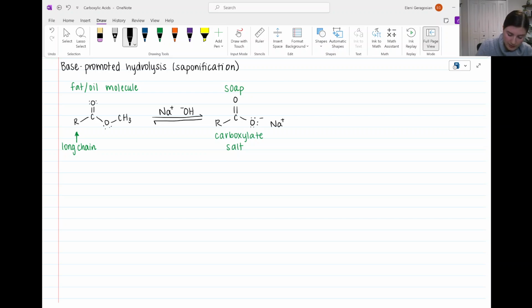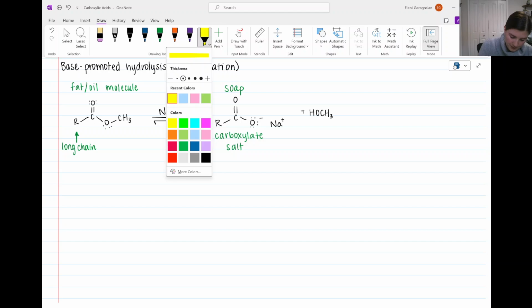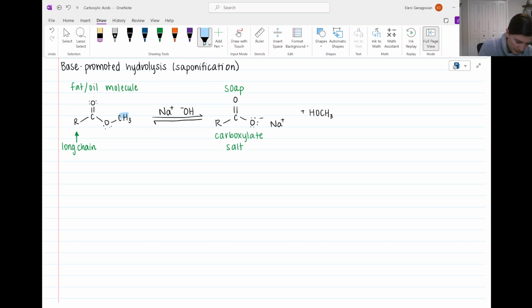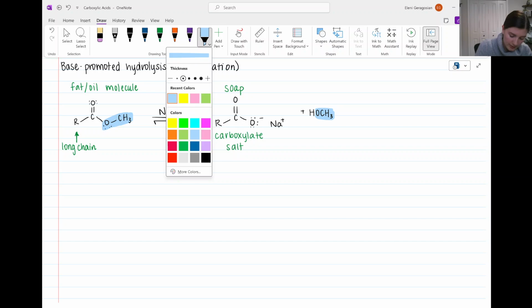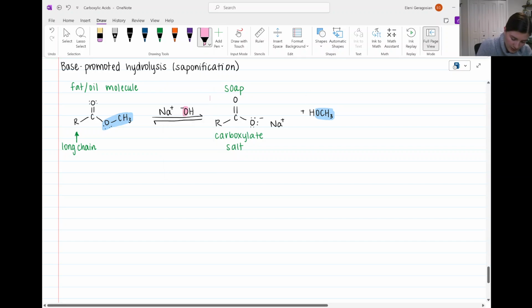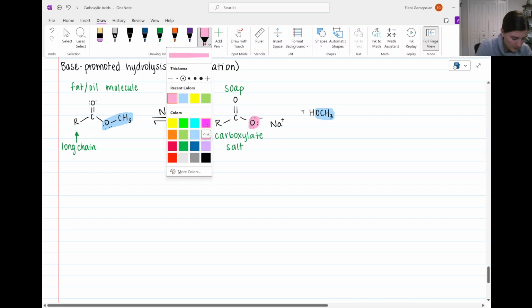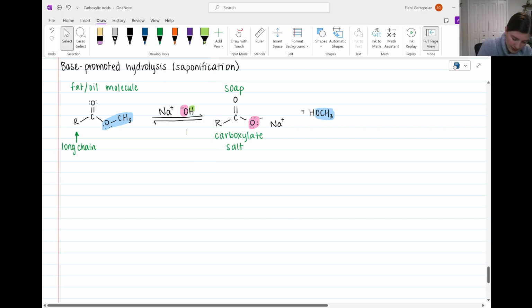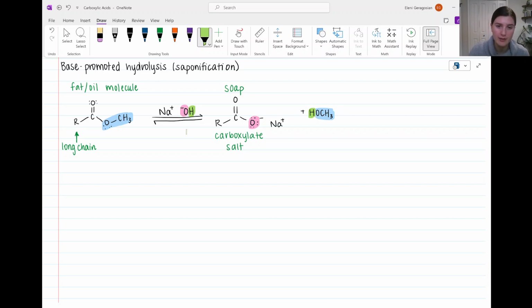The byproduct is methanol, so the carbon chain that was part of the ester. Let's do some highlighting here. This OCH3 is now present in the alcohol byproduct, and then the oxygen from the OH group is present in the molecule, this O-. And then we'll use green. This hydrogen from the OH is part of that alcohol as well. And then everything else was that original fat or oil molecule.